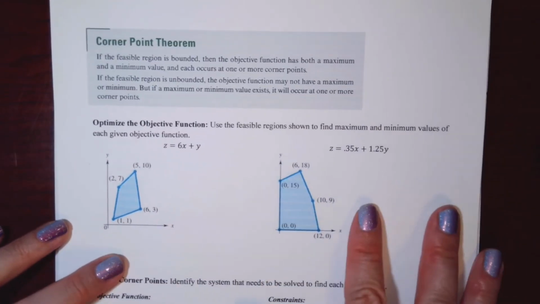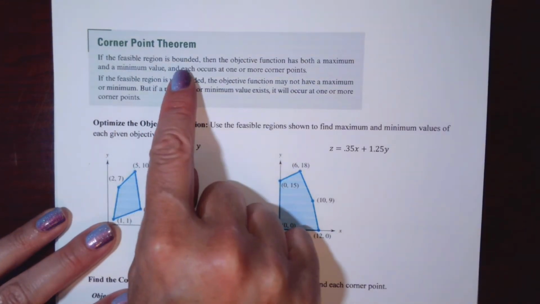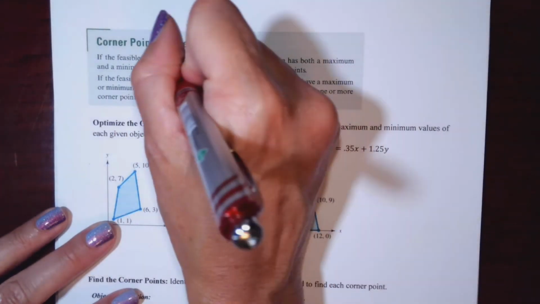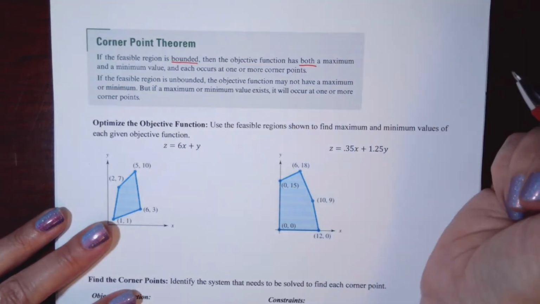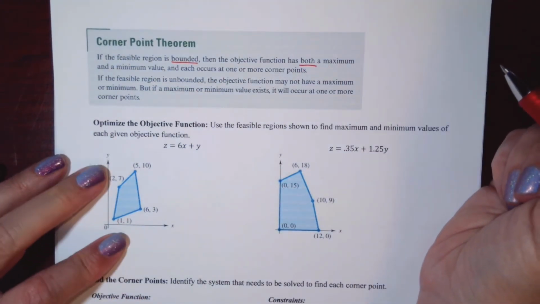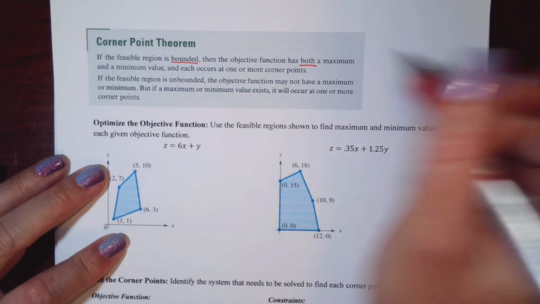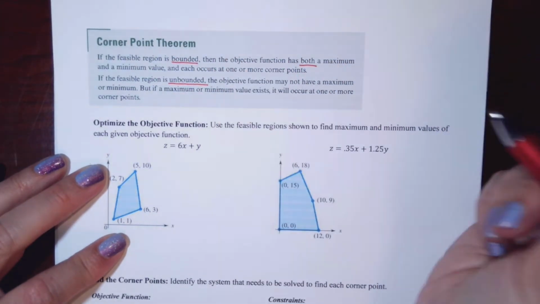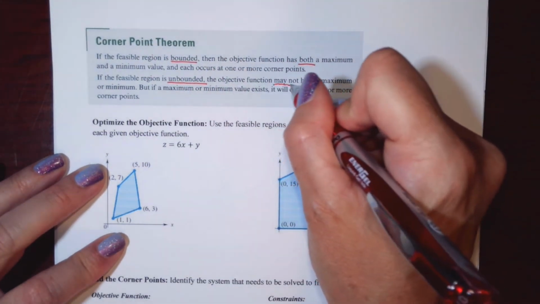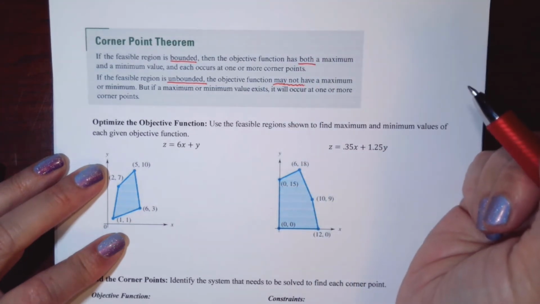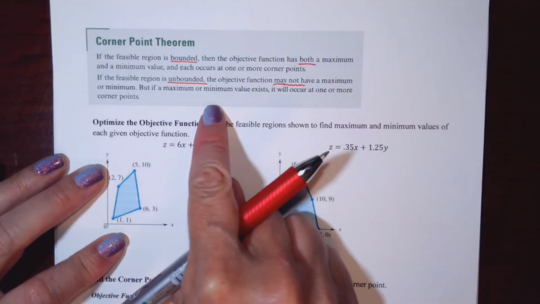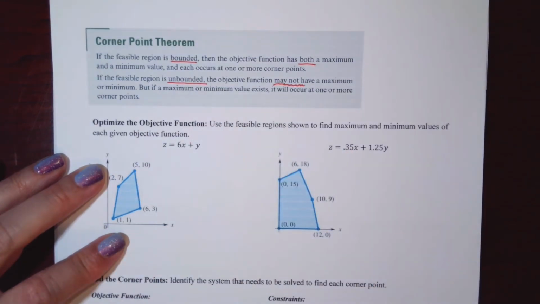So this section is where we really start putting together a lot of the new things that we've learned this semester. Corner point theorem. If the feasible region is bounded, then the objective function has both a maximum and a minimum value, and each one of those is going to occur at one or more corner points. If the feasible region is unbounded, it may not have a maximum or a minimum, one or the other. But where those maximum and minimum values exist, they will occur at one or more of the corner points. Okay?